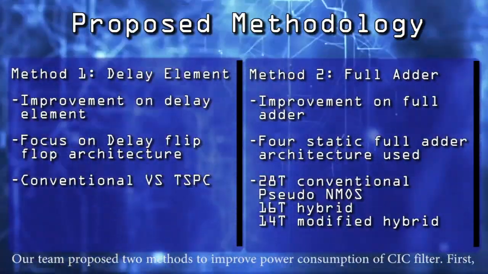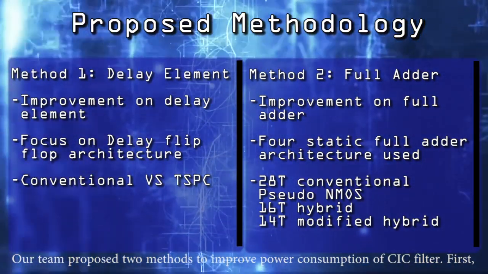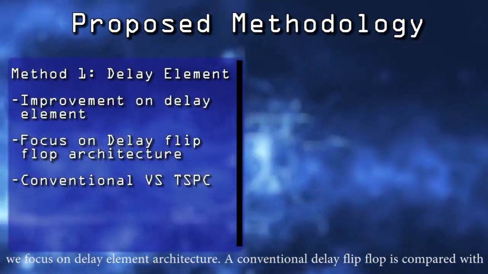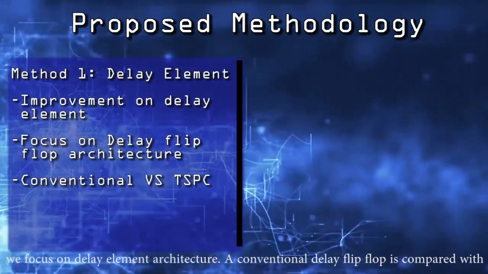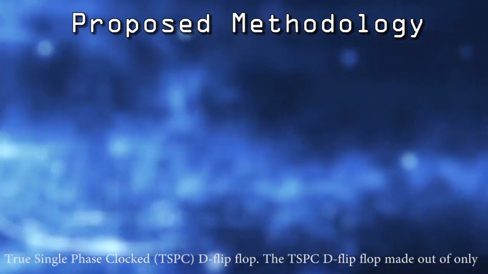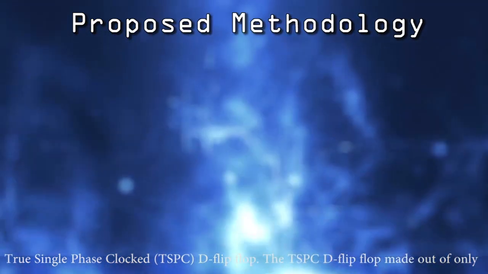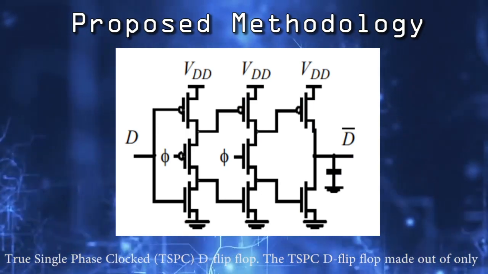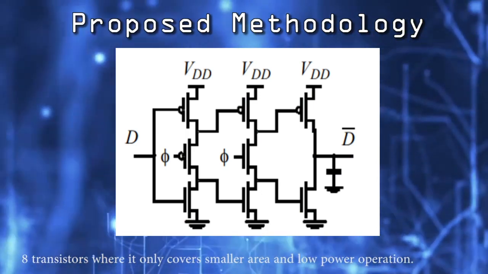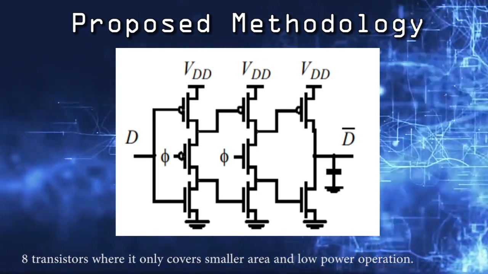Our team proposed two methods to improve power consumption of the CIC filter. First, we focus on delay element architecture. A conventional delay flip-flop is compared with a true single-phase clocked TSPC-D flip-flop. The TSPC-D flip-flop is made of only 8 transistors, so it covers a smaller area and allows low-power operation.